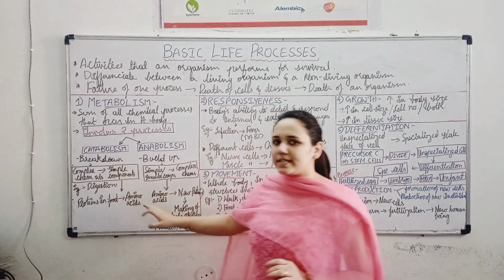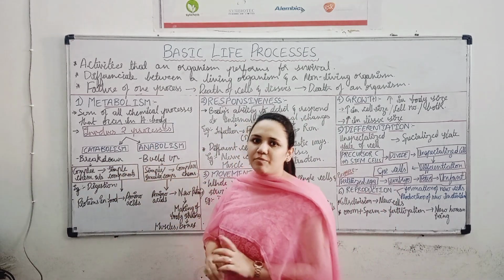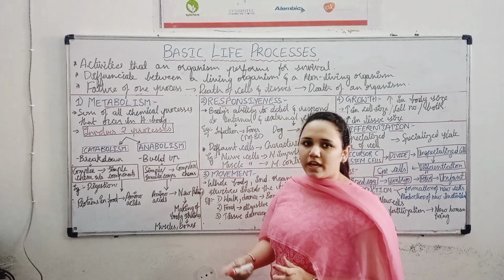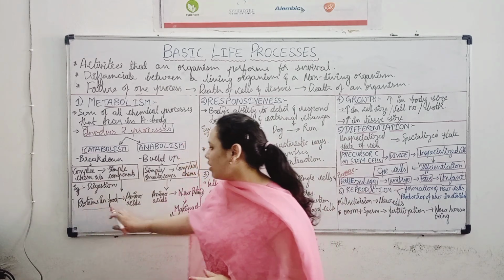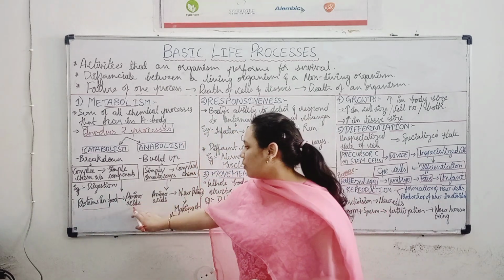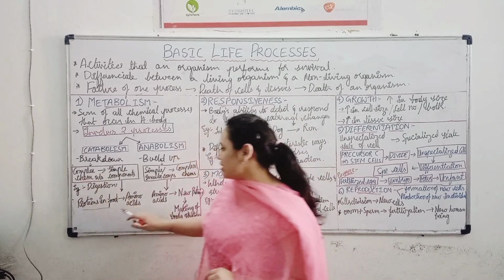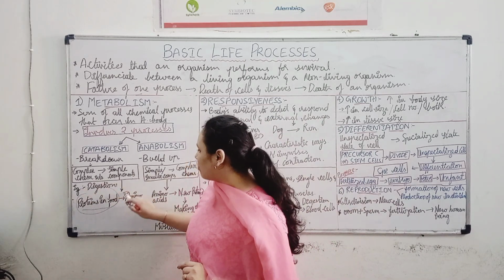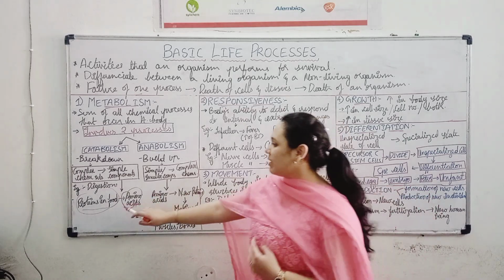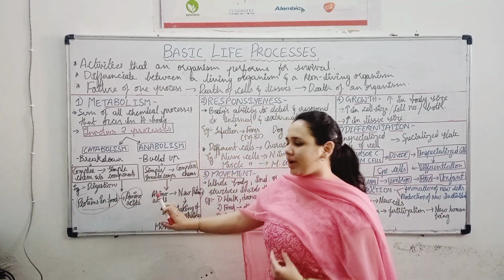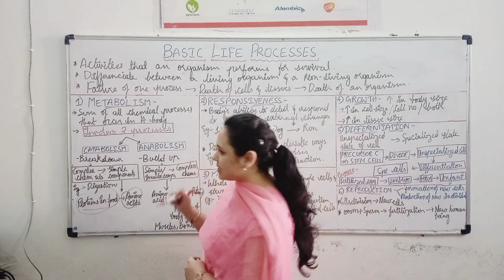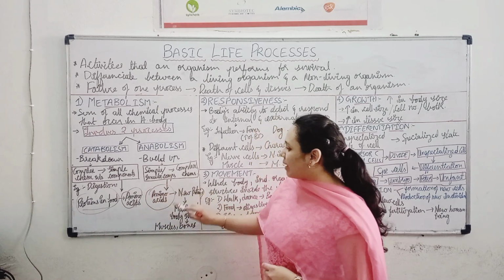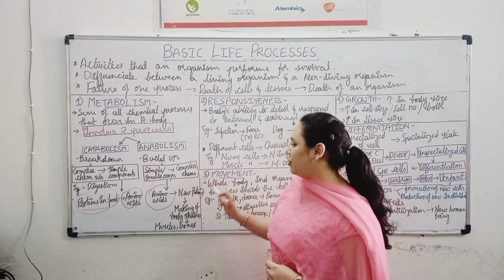What is an example of catabolism and anabolism? One good example is digestion. When we take in food, the proteins present in the food are broken down to form amino acids. Proteins are complex compounds and amino acids are simple compounds, so this is an example of catabolism. Whereas in anabolism, in the same process of digestion, amino acids are converted into new proteins.